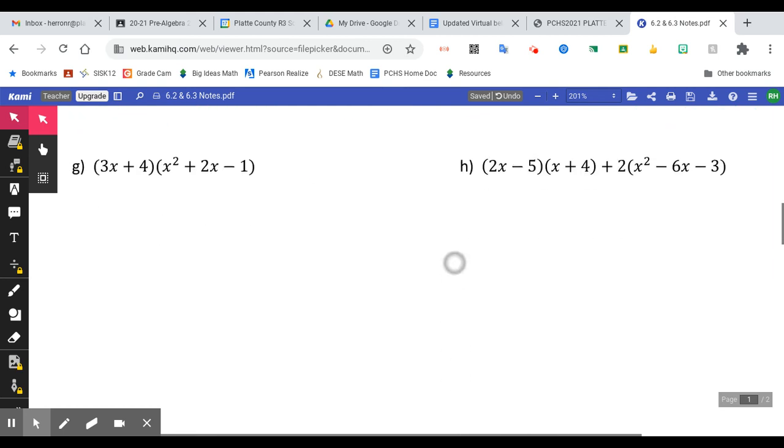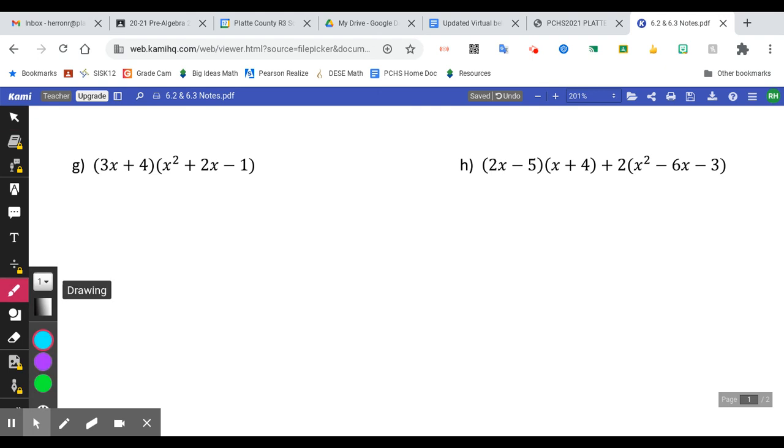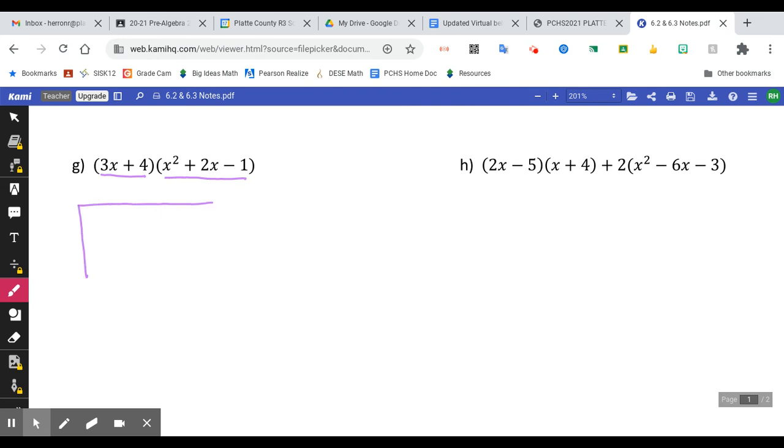Now let's jump down to a couple that look a little different. So on this one, it becomes kind of important for the box because it's an organization piece. Some people get really confused when we start multiplying this many. So this would be like a binomial times a trinomial, which means our box needs to be a 2 by 3. Okay, so 3x plus 4. And on the top, I'm going to have x squared plus 2x minus 1.